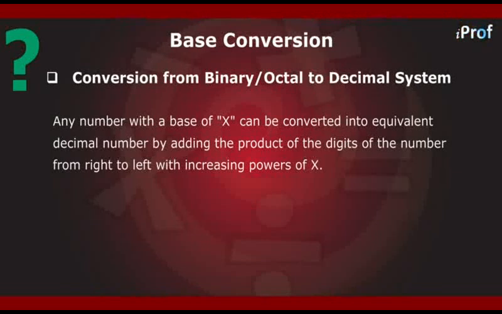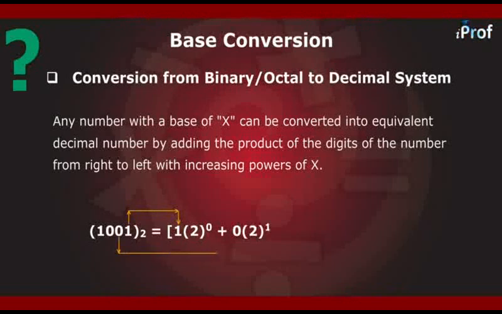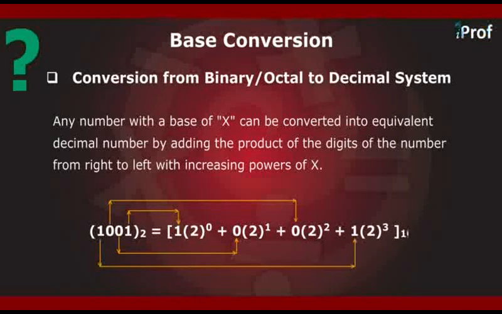Now let us convert 1001 in the binary system to the decimal system. That is, 1001 to the base 2 is equal to 1 multiplied by 2 raised to the power 0 plus 0 multiplied by 2 raised to the power 1 plus 0 multiplied by 2 raised to the power 2 plus 1 multiplied by 2 raised to the power 3, to the base 10, which gives 1 plus 8 to the base 10, and hence the answer is 9 in the decimal system.